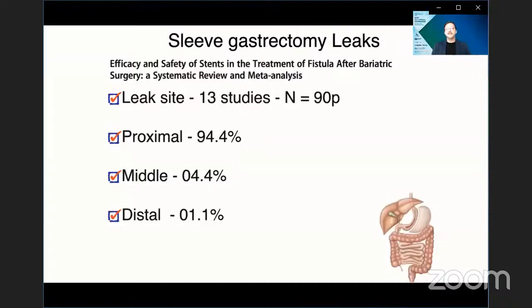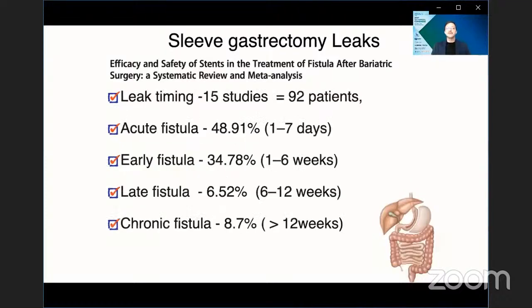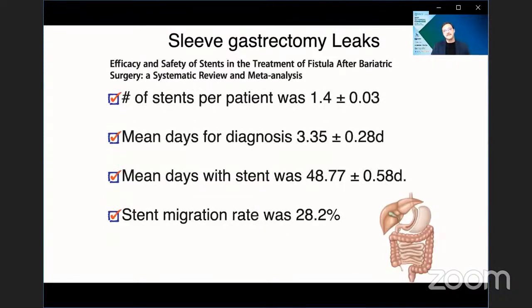So the leak site, as we expected, is up high. 94% of the leaks are proximal. And also the use of stents is very well defined here. You can see that it is used for these acute and early leaks. If you put them together, it is more than 80% of the cases. So it means that the more chronic the case is, the less effective the stent is.